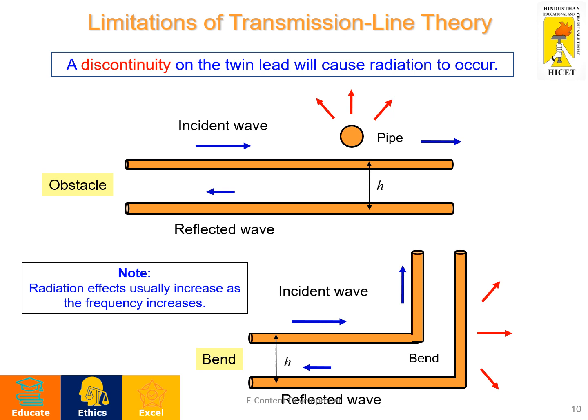The next is limitations of transmission line. A discontinuity on the twin lead will cause radiation to occur. In simple words, if there is any bend or twist in the transmission line, definitely there will be a loss, and we'll call it a reflection. And the noticeable radiation effects usually increase as the frequency increases.